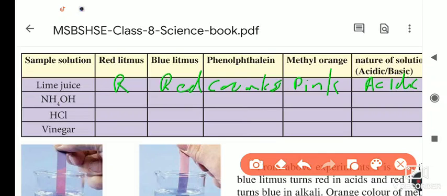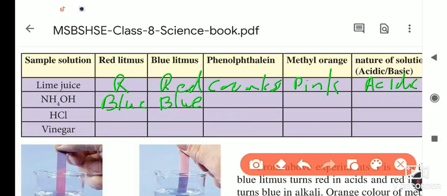Now this is NH4OH. Inside it OH is present, so it is a basic solution. Where there is OH present, it is called a basic solution. OH is the basic radical, so it is a base. As we know, in a base blue litmus paper remains blue, and red litmus paper turns blue.